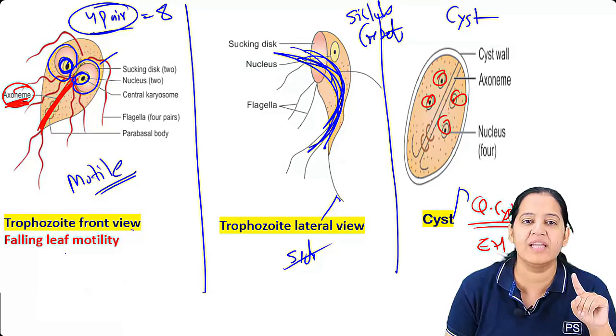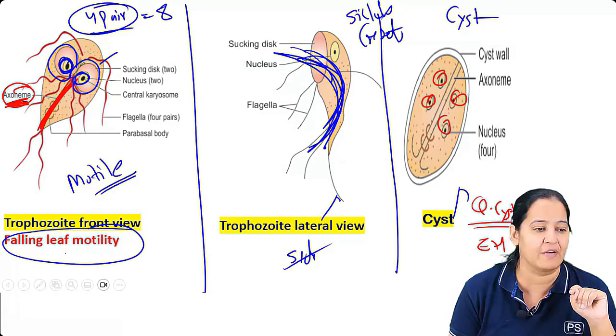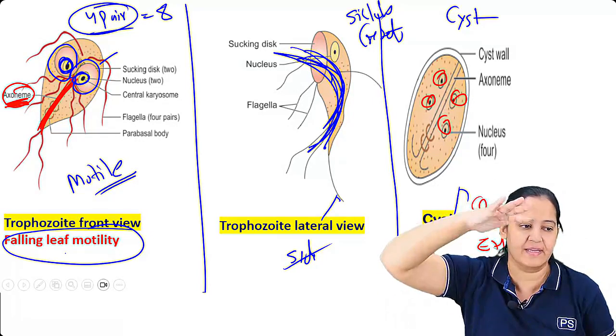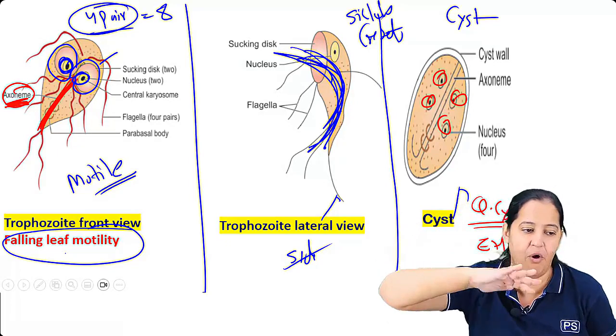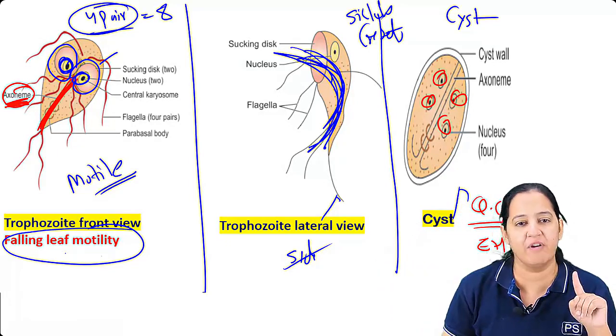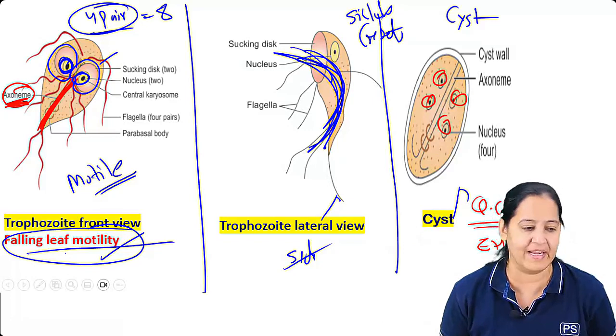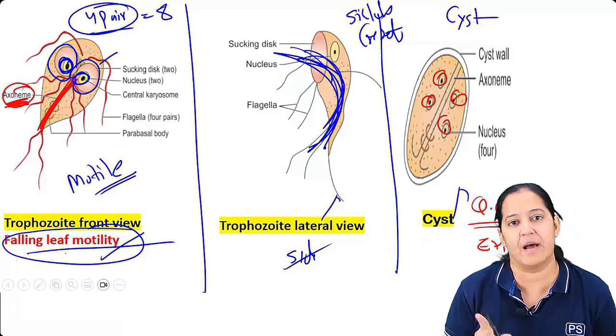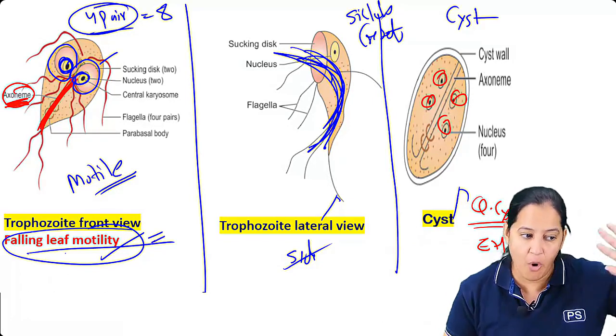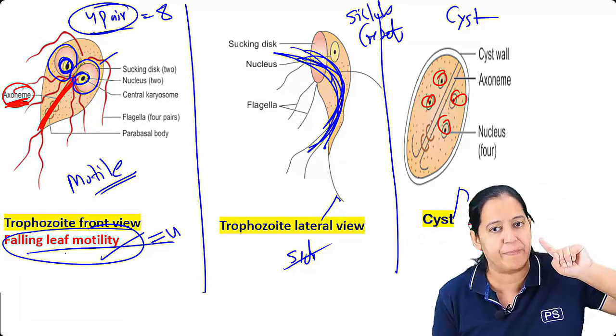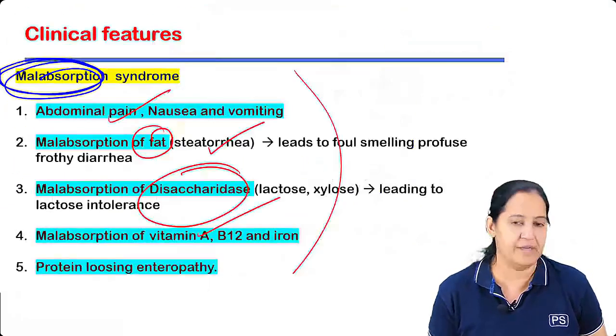But the motility is falling leaf motility. Highlight it. Falling leaf. Have you seen how a leaf falls from a tree? Falling leaf motility. So please learn the term falling leaf motility. It is for Giardia lamblia. Because, always remember, falling leaf motility is due to 4 pairs of flagella.